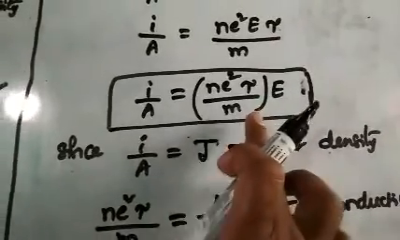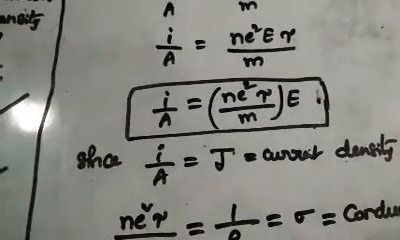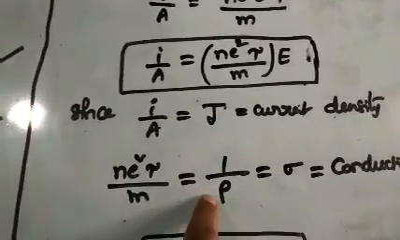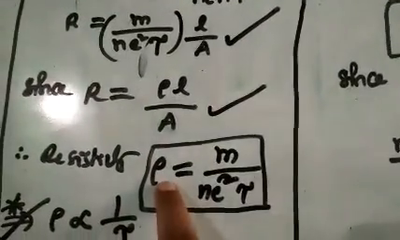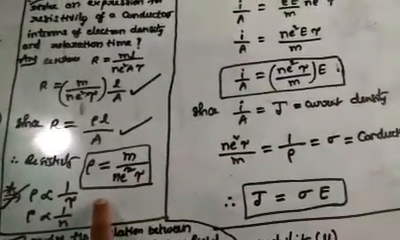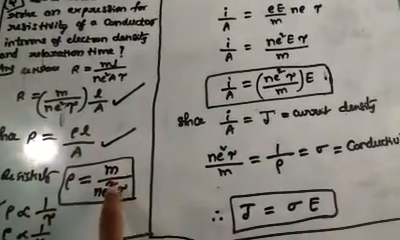What about this bracket value? ne squared tau by m is equal to 1 by rho. Here, what is this 1 by rho? Suddenly where did this 1 by rho come from? See the previous question: rho is equal to m by ne squared tau.